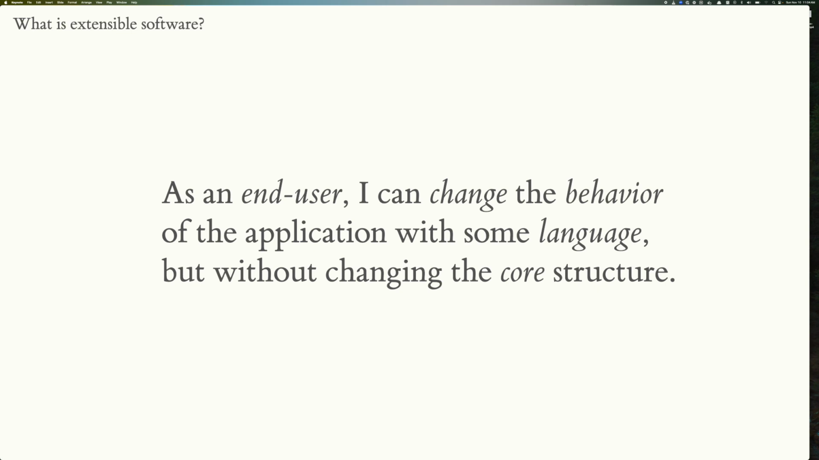So let's start with the definition. For me, a good definition would be, as an end user, I can change the behavior of the application with some language, but without changing the core structure. That second part is important. If you think open source software is extensible, that's an argument that you can make, but that's not really what I'm interested in. What I'm interested in is, as a user, I can change the software without changing the core structure, without forking it and recompiling it. The extensibility needs to be built into the software as part of the product.